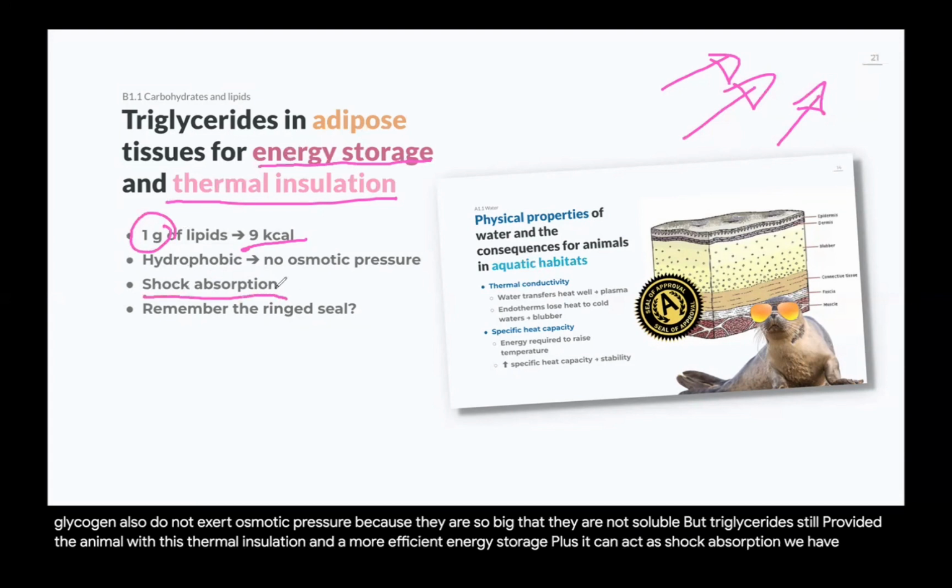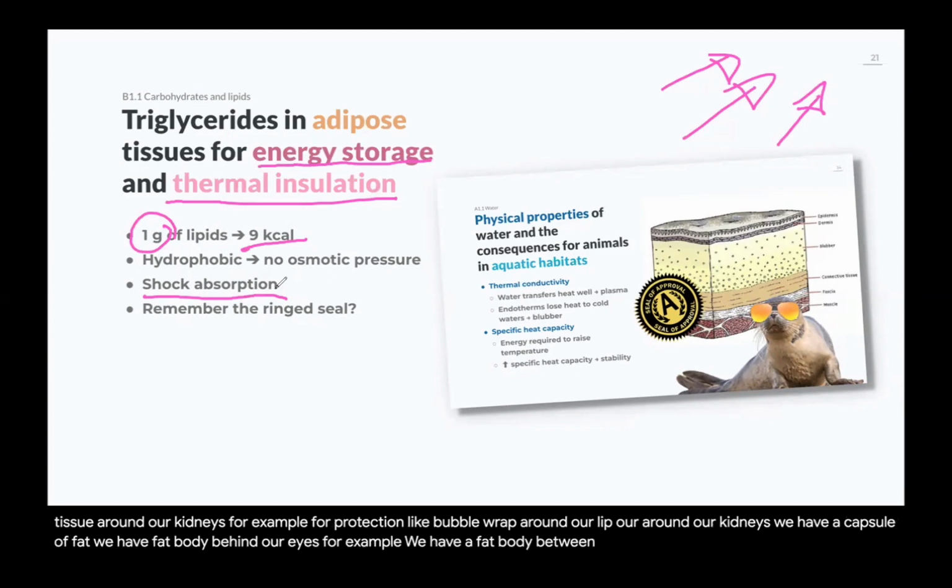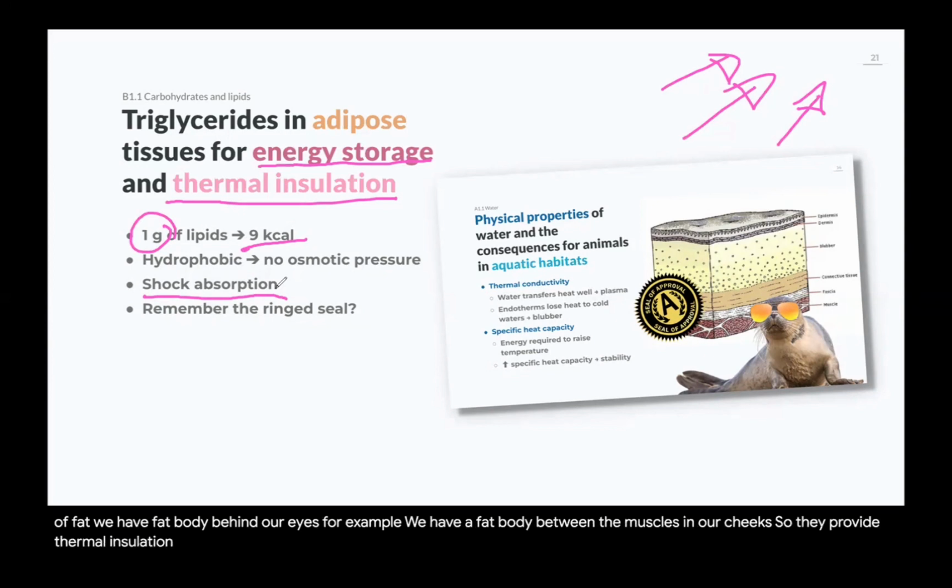We have adipose tissue around our kidneys, for example, for protection, like a bubble wrap around our kidneys. We have a capsule of fat. We have fat body behind our eyes, for example. We have a fat body between the muscles in our cheeks. So they provide thermal insulation, energy storage, and mechanical protection.